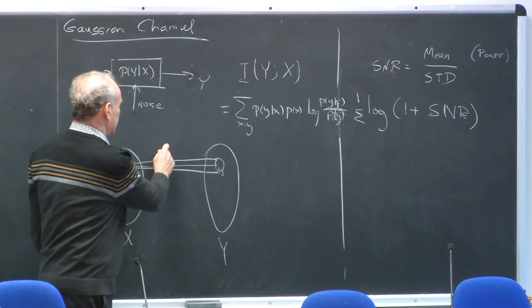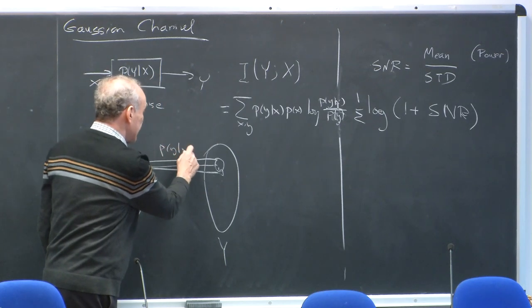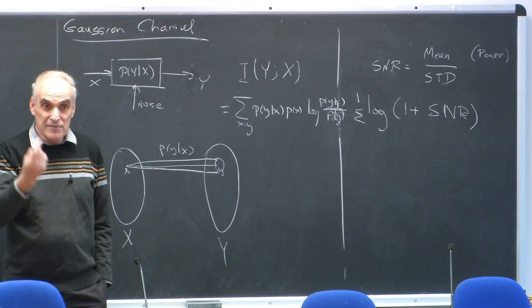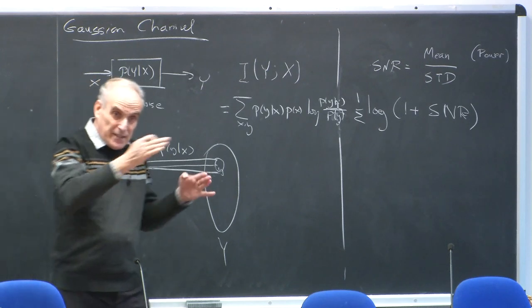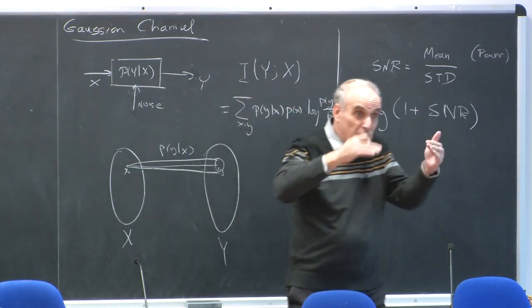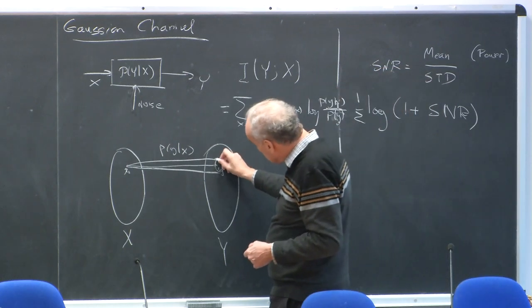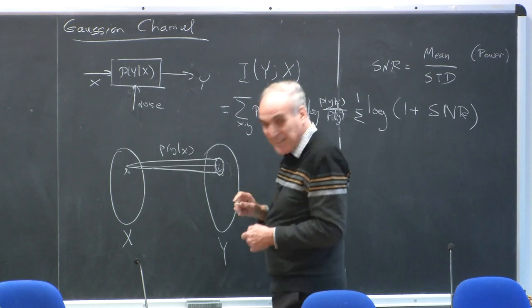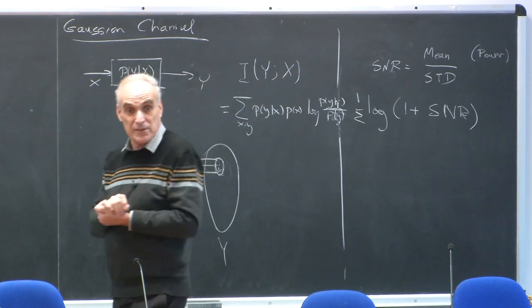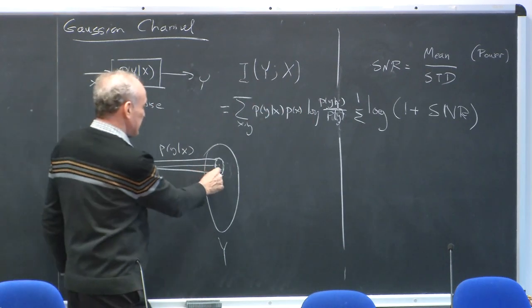This is the sphere that is due to the fact that y is blown by the noise. So I can get x and get all sorts of noisy versions of x. And those noisy versions of x are mapped into some sort of sphere around the clean y I really wanted to broadcast. So there's some sphere around it.